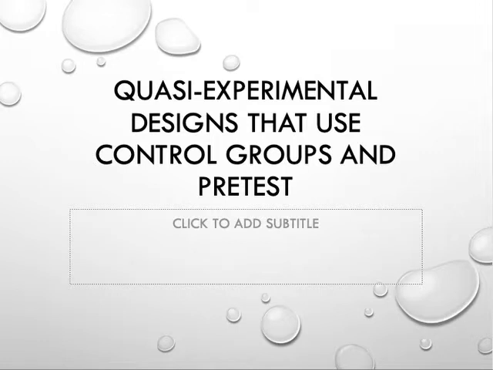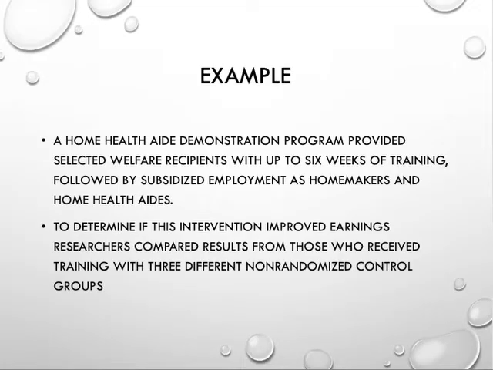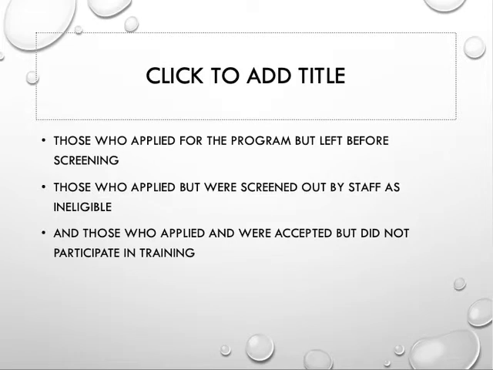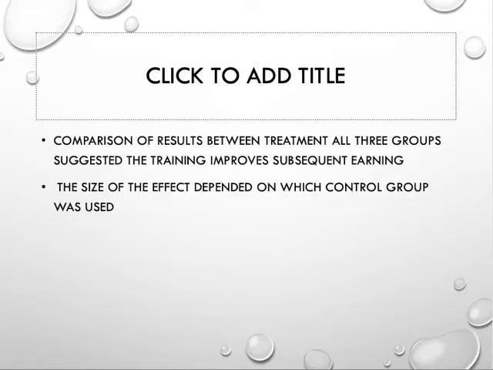Quasi-experimental designs that use control groups and a pretest. An example: a home health aide demonstration program provided selected welfare recipients with up to 6 weeks of training, followed by subsidized employment as homemakers and home health aides. To determine if this intervention improved earnings, researchers compared results from those who received training with 3 different non-randomized control groups. The control groups were those who applied for the program but left before screening, those who applied but were screened out by staff as ineligible, and those who applied and were accepted but did not participate in training. Comparison of results between treatment and all 3 groups suggested the training improved subsequent earnings. The size of the effect depended on which control group was used.